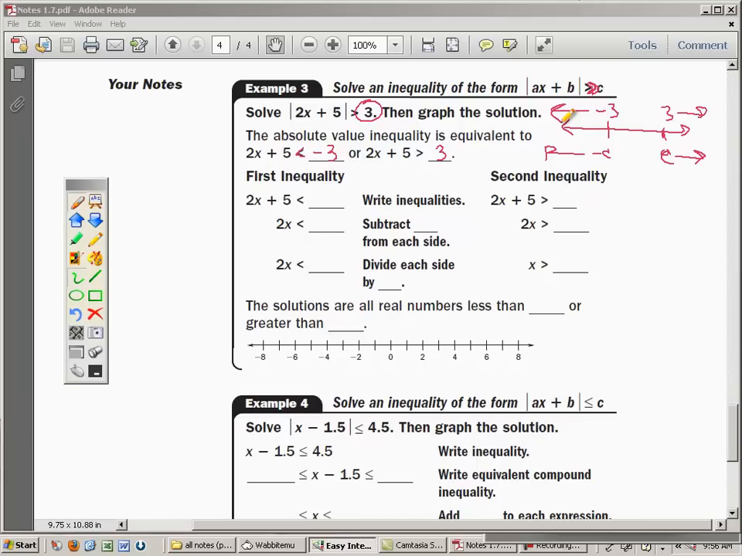In both cases, we're going to be subtracting 5 from both sides. So this is less than negative 3. This is greater than 3. And I'll just work one at a time. We're going to subtract 5 from both sides. So this is negative 8.